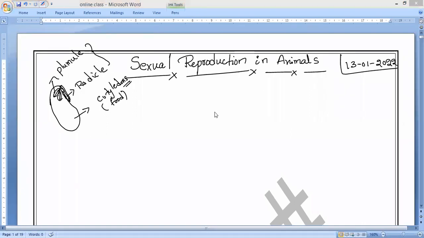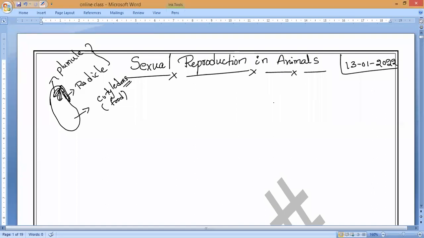Now, in today's class, we are going to start the next concept, which is the most important concept in this chapter, a very big topic, and we have to learn so many things here. That is sexual reproduction in animals.